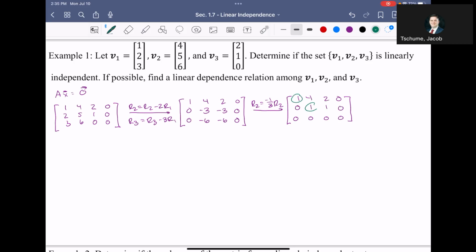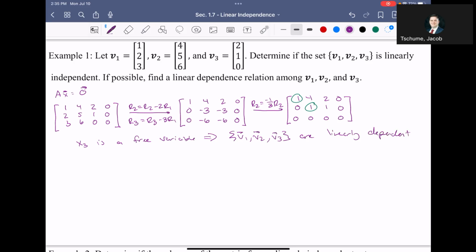You've got a pivot position in x1 and x2's column. There is no pivot position for x3, but you do have a row of all zeros. So remember, that tells us that x3 is a free variable, which implies that the set of vectors v1, v2, and v3 are linearly dependent.